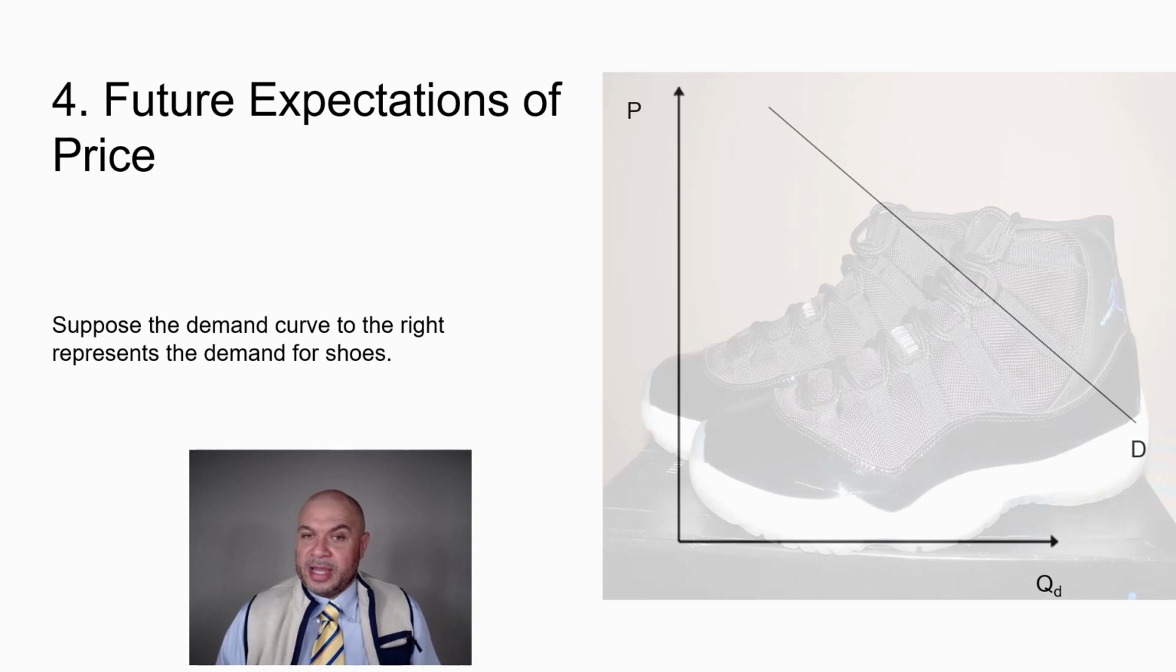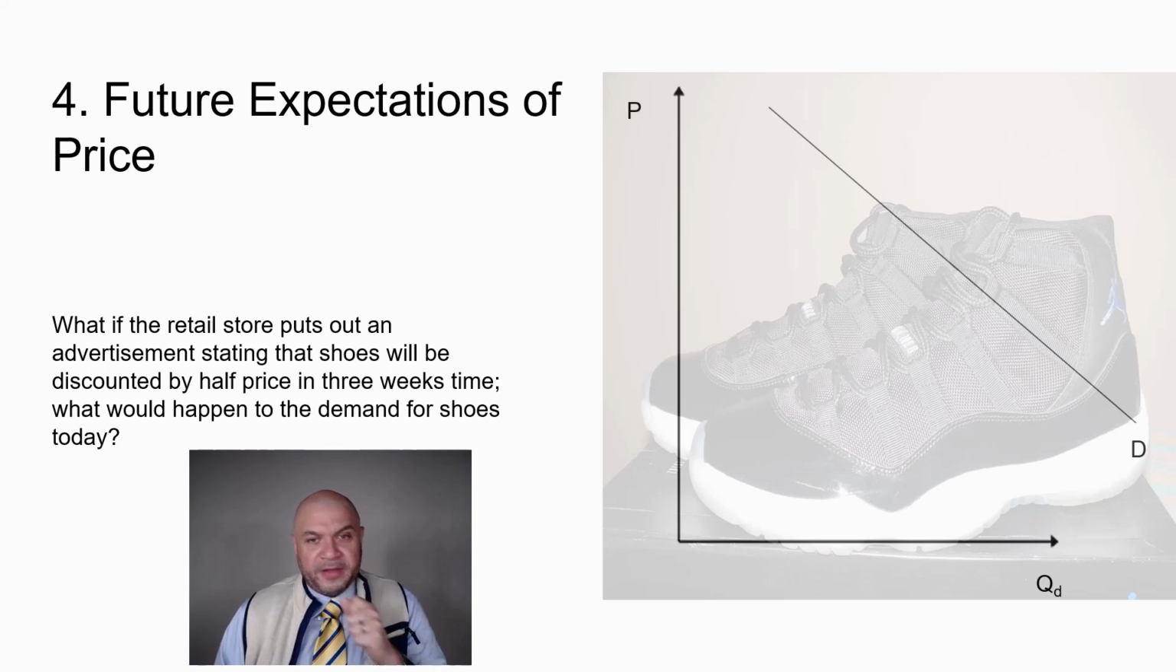Suppose the demand curve to the right still represents the same shoes, the Jordans, right? What if the retail store puts out an advertisement stating that shoes will be discounted by half price in 3 weeks' time? Let's stop right there. So if a store puts out an advertisement saying that the price of shoes is going to be cut in half, by 50%, in 3 weeks, so we want to buy shoes. Do I want to get them now whenever they're $100, or do I want to get them 3 weeks from now when they're $50? Which one would you want to do?